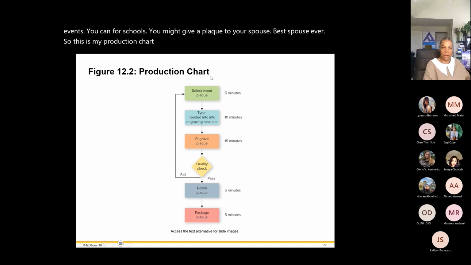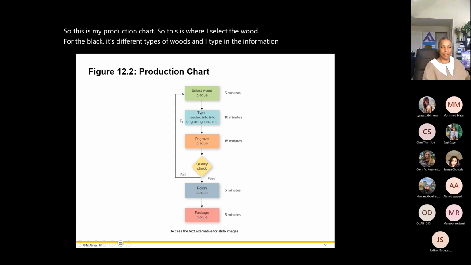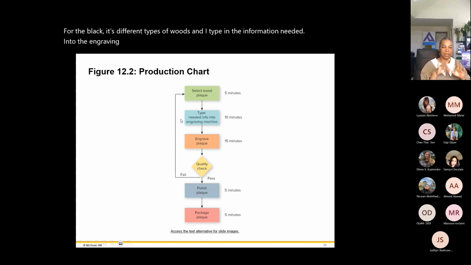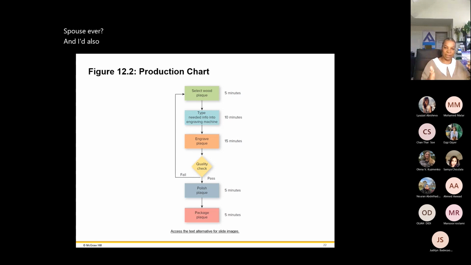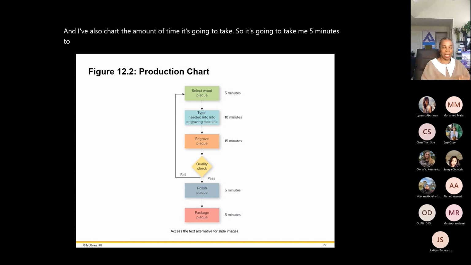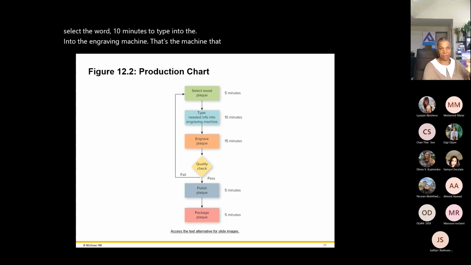This is where I select the wood for the plaque, different types of woods, and I type the information needed into the engraving machine, to the best spouse ever. And I also chart the amount of time it's going to take. So it's going to take me 5 minutes to select the wood, 10 minutes to type into the engraving machine. That's the machine that actually writes it on the wood.